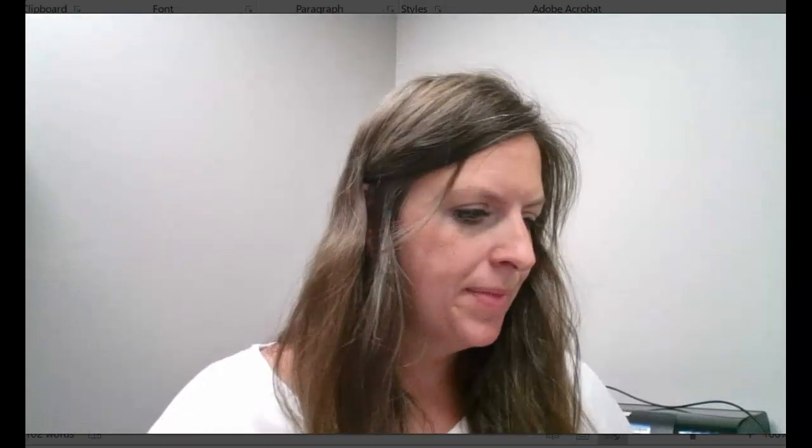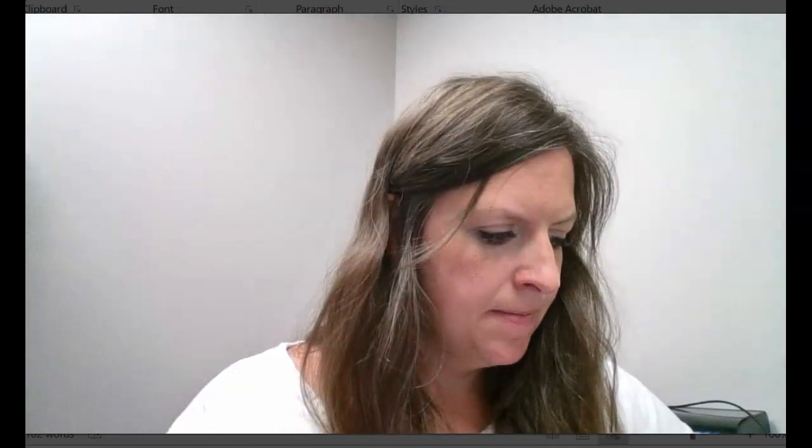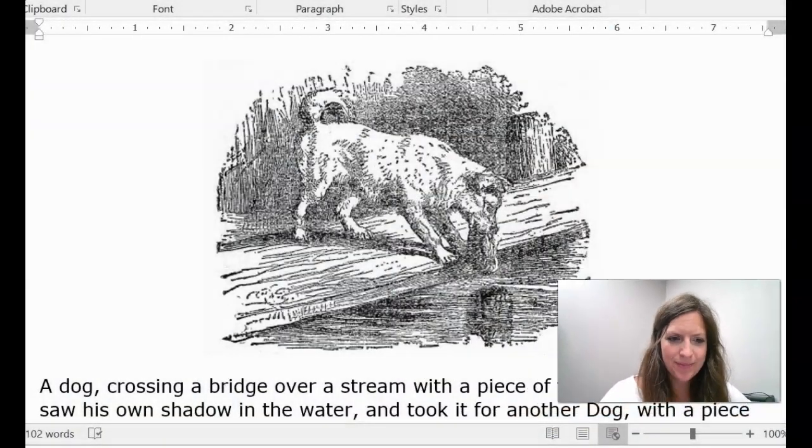Okay, today we're going to talk about how to do a keyword outline. It is the main lecture for the first week of class, and also our first dress up, the ly adverb dress up. I have given you a copy of The Dog in the Shadow by Aesop. It's one of his fables, and we're going to read that together, and then we'll do our keyword outline. So let's look at that. If you don't have it printed out, print it out and put it in front of you.